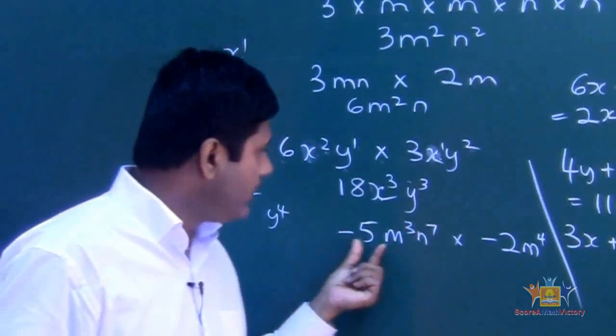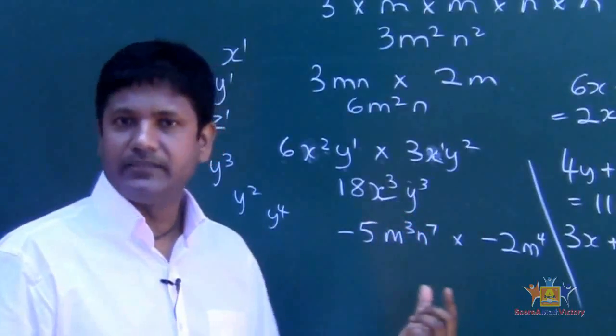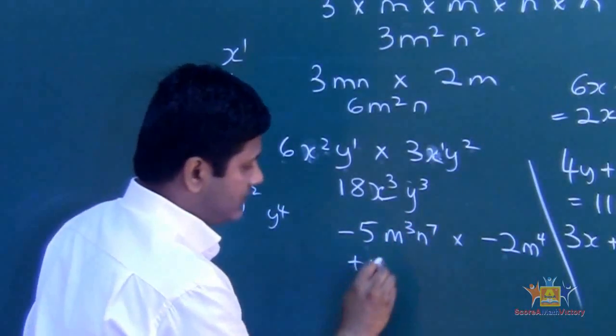The number multiplies with the number. Negative times negative is positive. See that? So it becomes positive. 5 times 2 becomes 10.